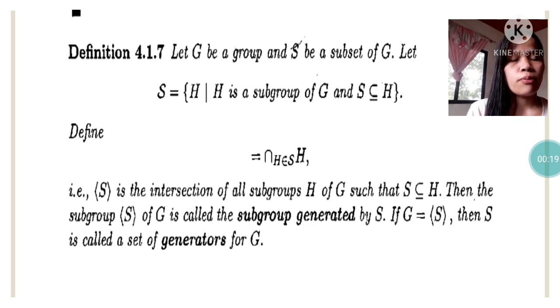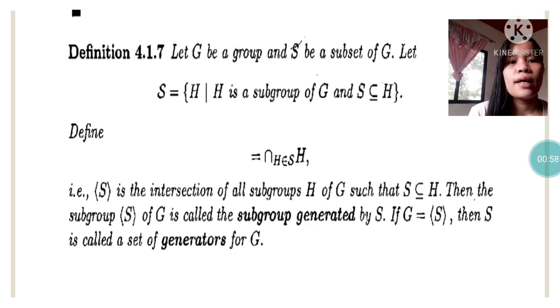Definition 4.1.7. Let G be a group and S be a subset of G. Let 𝒮 be the set of all H such that H is a subgroup of G and S is a subset of H. Define the intersection of H, where H is an element of 𝒮. The subgroup generated by S is the intersection of all subgroups H of G such that S is a subset of H.